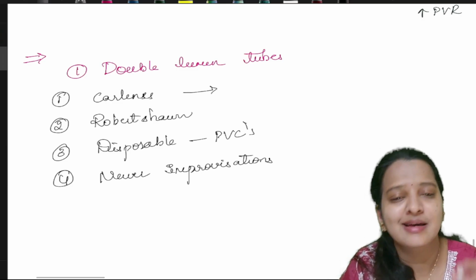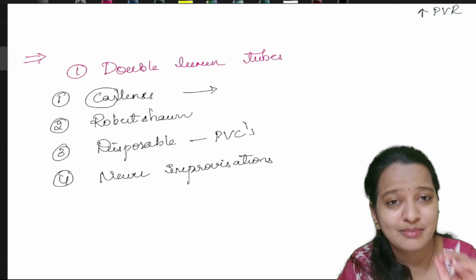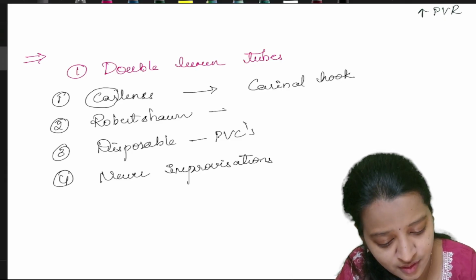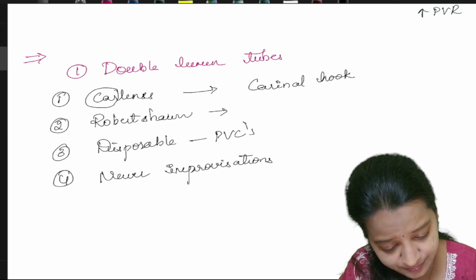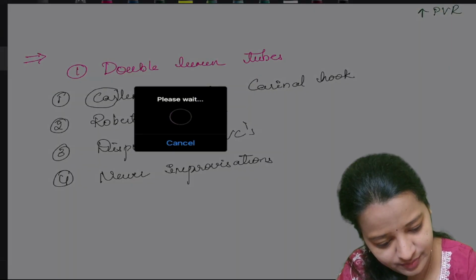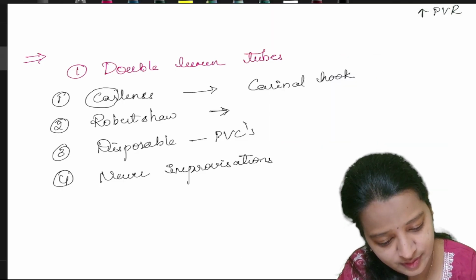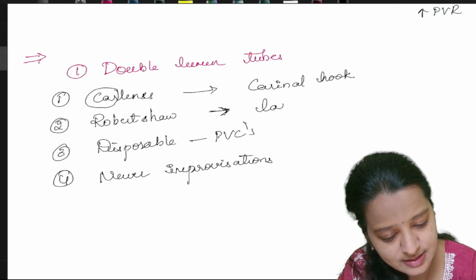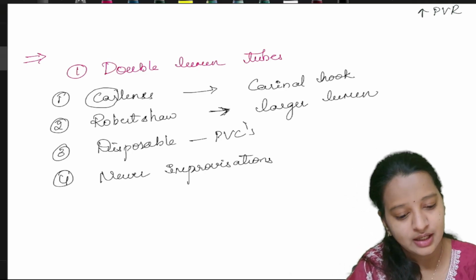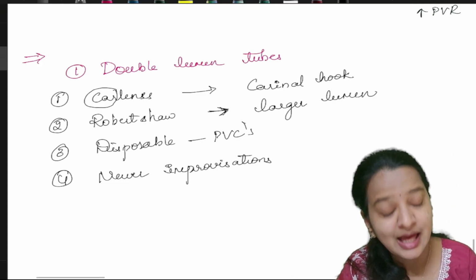What you have to know is Carlens has a carinal hook. Please remember this one thing: carinal hook. So what does Robertshaw have? Robertshaw has a larger lumen. So Carlens has a carinal hook and Robertshaw has a larger lumen. Remember these two points so that we can add additional points.